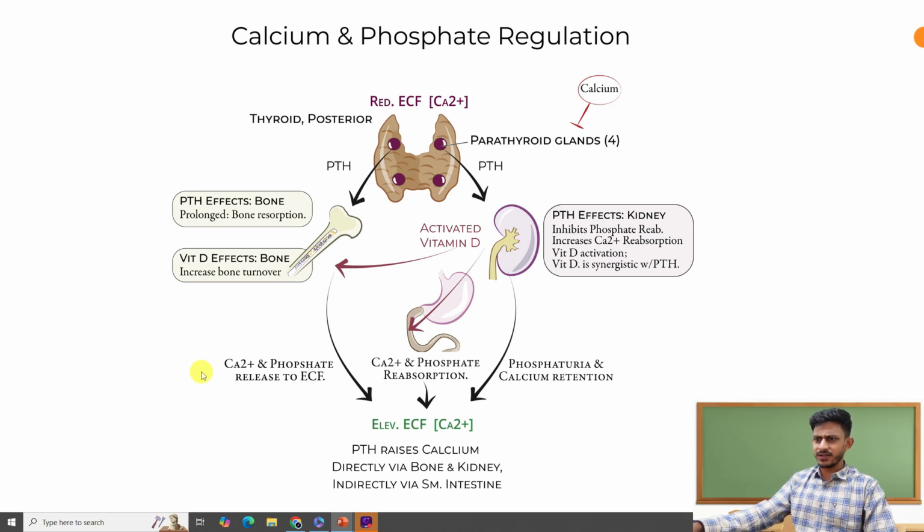So calcium and phosphate are released from the bones, calcium and phosphate reabsorbed into the blood, calcium reabsorbed from the kidneys, and phosphate excreted in the kidneys. These are all the functions of PTH. Okay. And of course, PTH acts indirectly on the intestines through vitamin D.